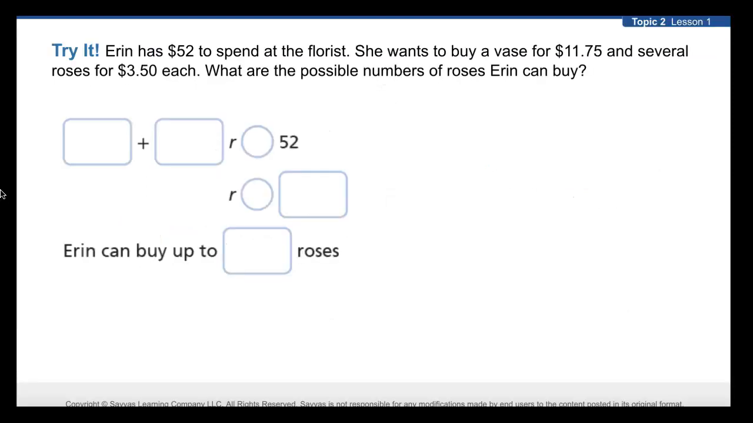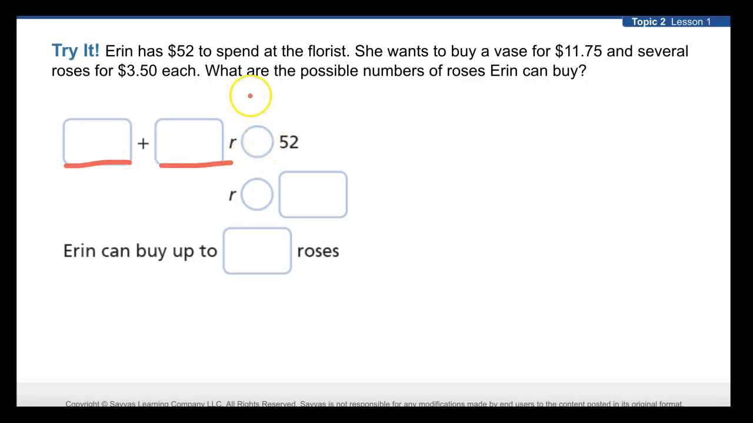Here is a problem that is similar for you to try. Erin has $52 to spend at the florist. She wants to buy a vase for $11.75 and several roses for $3.50 each. What are the possible number of roses Erin can buy? So they've put in the R. You need to fill in the cost of the vase and the cost of the roses.